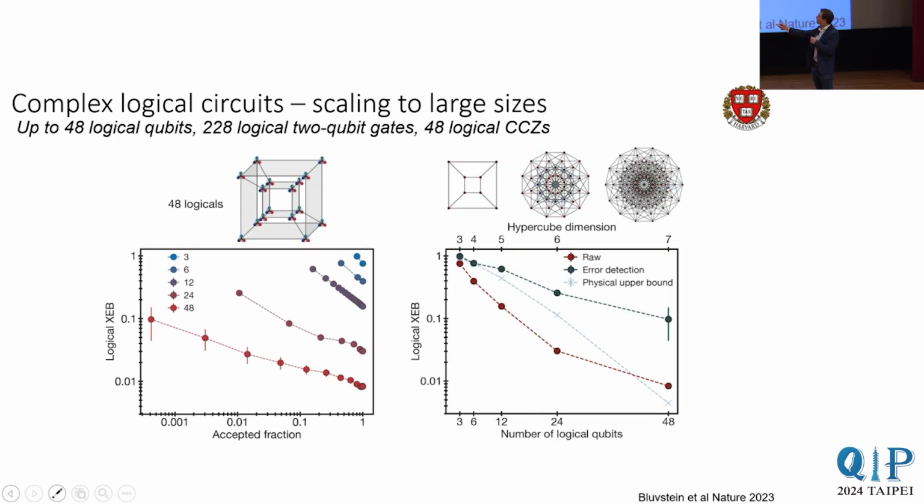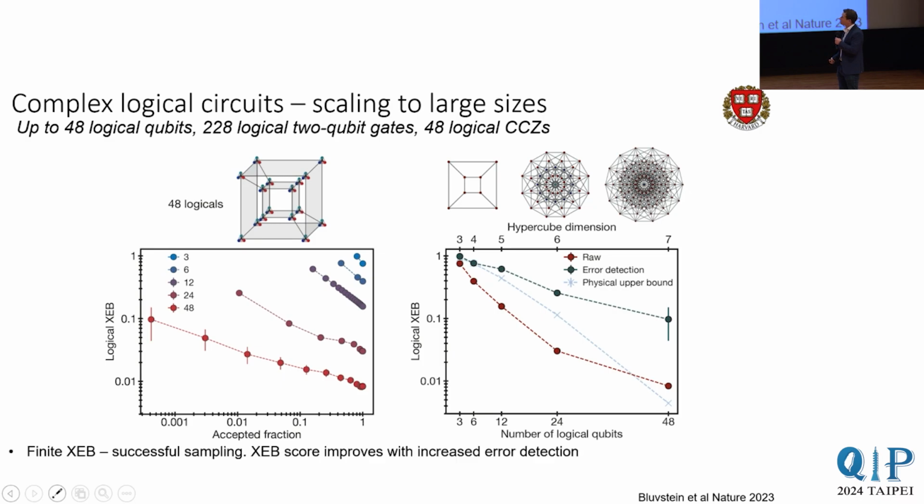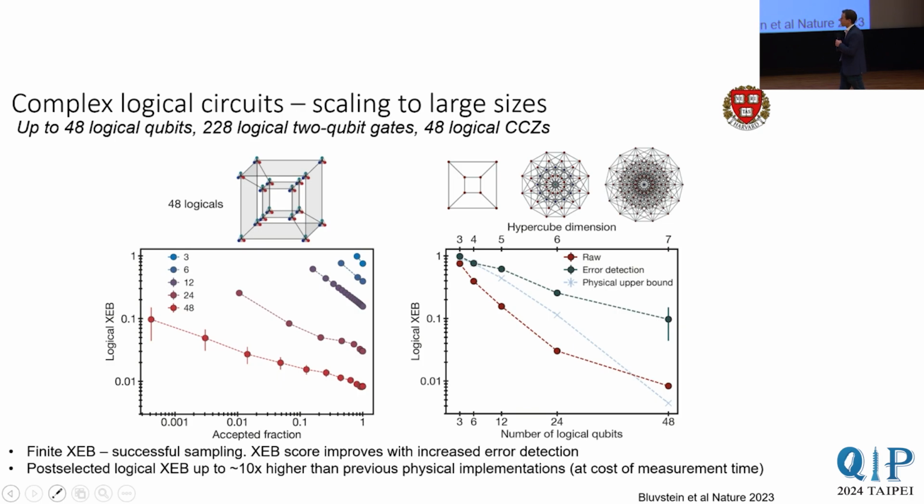And what we're plotting here are different system sizes and our error detection accepted fraction. And we see in all cases that we get a finite XEB, which corresponds here to doing successful sampling. And we see that this XEB score improves with increased error detection, showing the benefits of using logical qubits here. The post-selected XEB that we get here is, to the best of our knowledge, roughly a factor of 10 higher than previous physical qubit implementations at a comparable scale, but at the cost of measurement time.